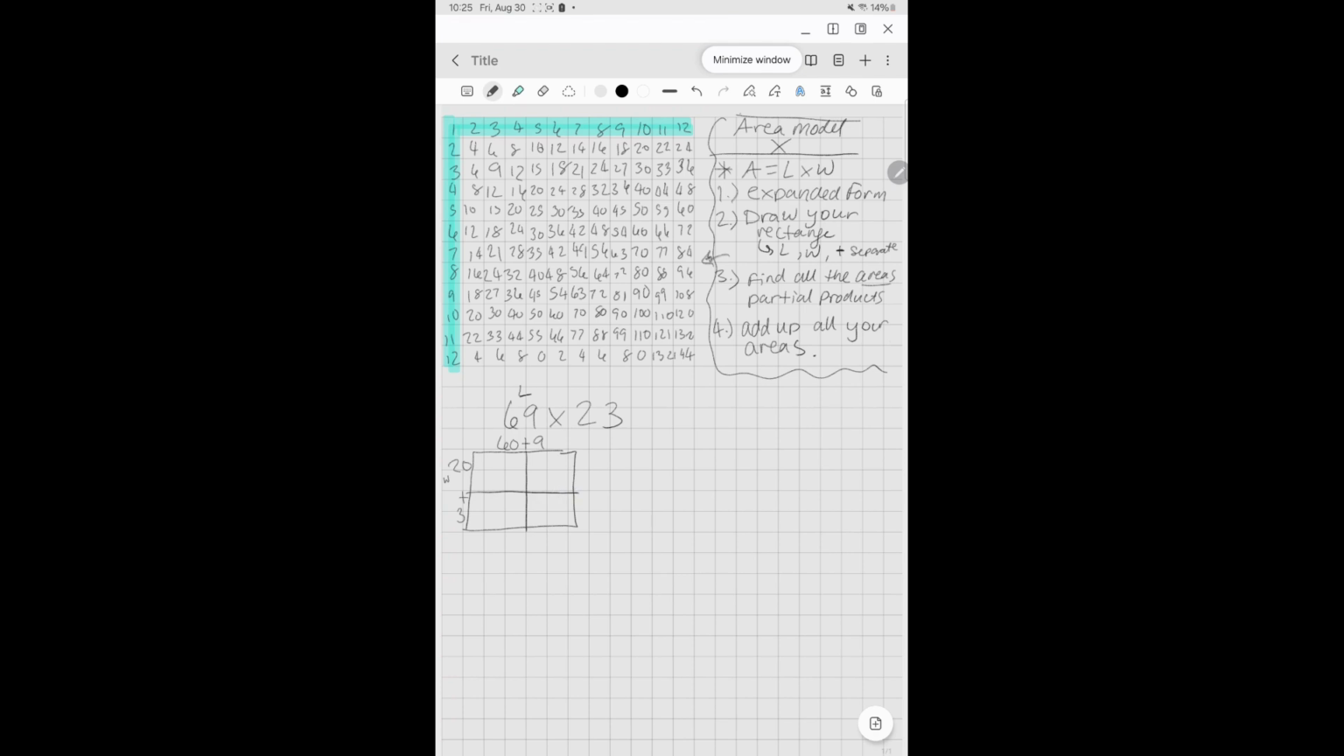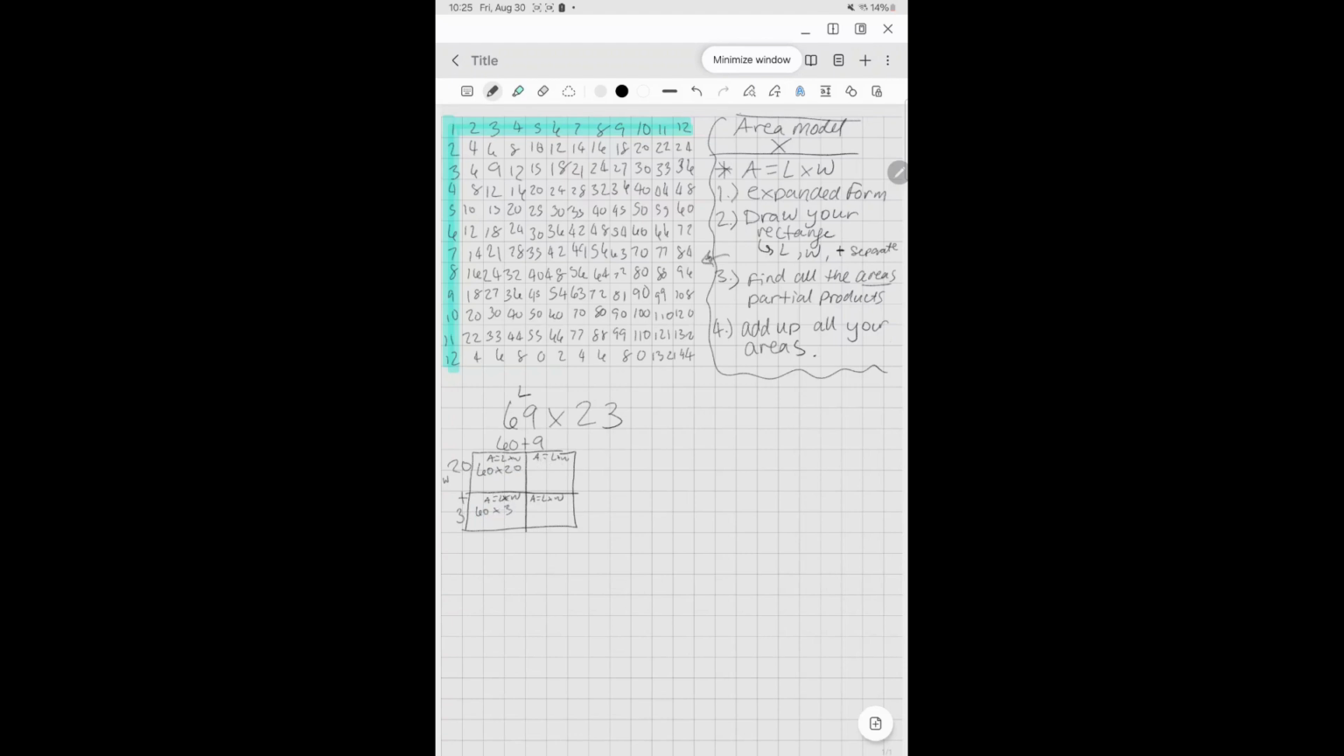Now I find all my areas. Keep in mind we're doing A equals the length times your width. And as you can see here, I have 4 different areas because I split my rectangle into 4 different parts. So up top is my length. So the top of this section, the length is going to be 60. And the width for this section is going to be 20. And with this, it's going to be 3 because 3 is right next to it.